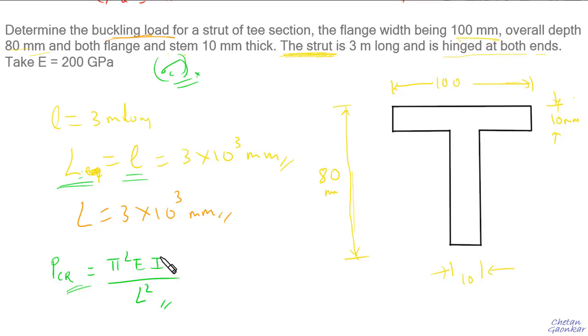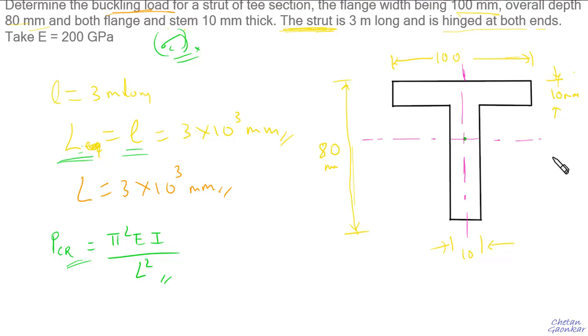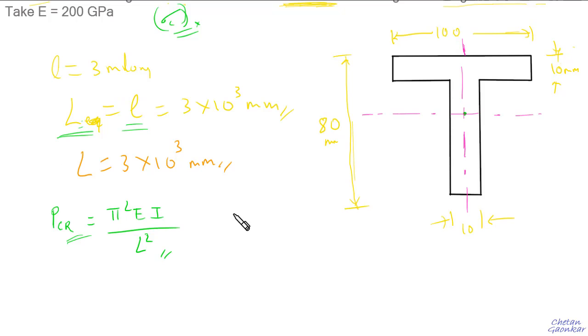Now here the question will be, which I to take? There can be I in the x direction, which is Ix. There will be also Iy, right? If I take this somewhere here as our centroidal point, then in that case, this will be our neutral axis, right? And similarly here, this will be our neutral axis. So now our question will be which I to take, whether to take I about x axis or I about y axis.